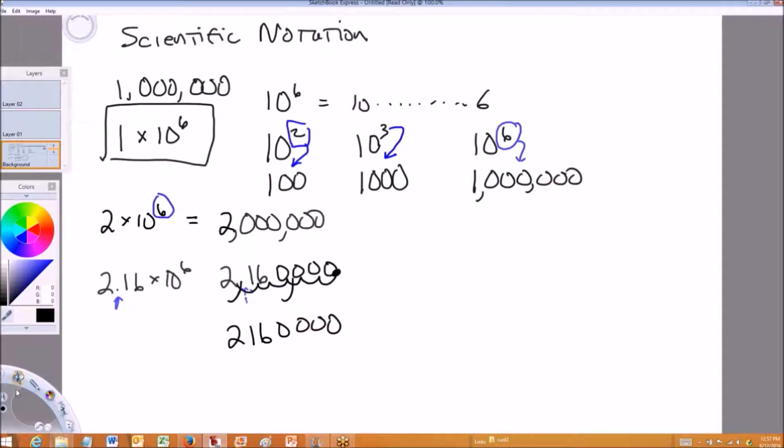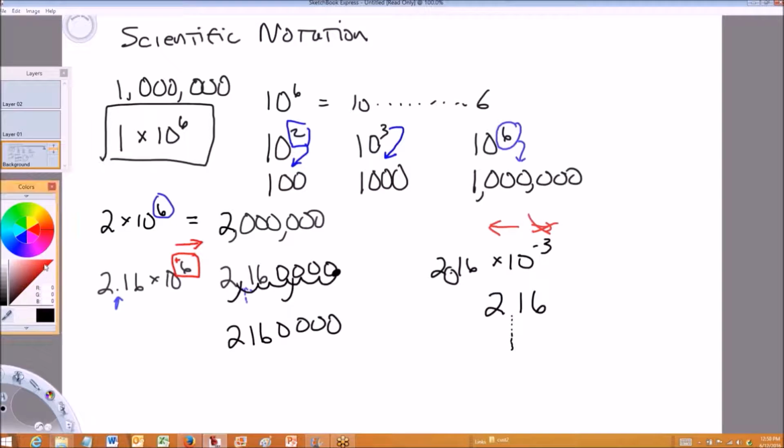So another easy way to think about scientific notation is just this number here tells you when it's positive how many places to move the decimal that way. So what if we have a negative number there? Well, instead of counting the decimal places that way, we are going to go this way with negative. So we write our 216. The original decimal location was right there.